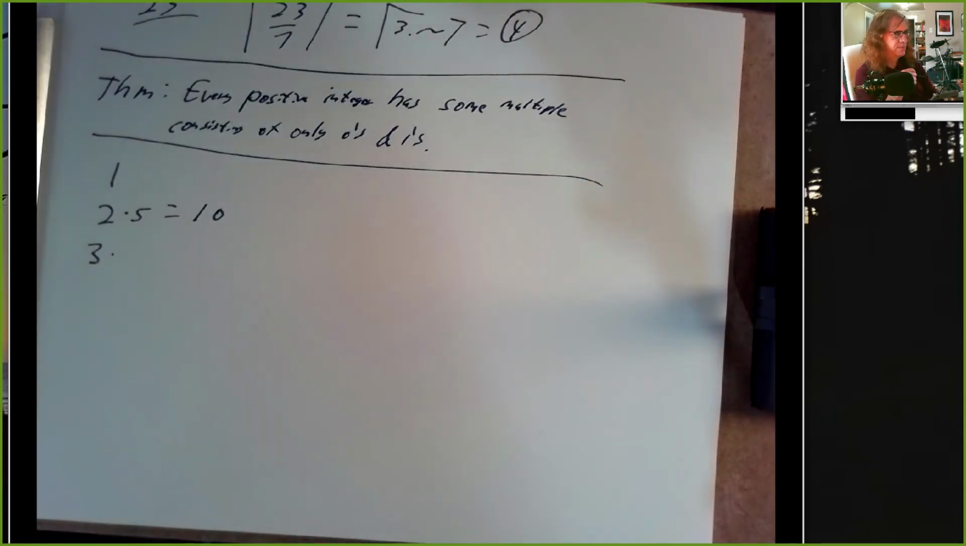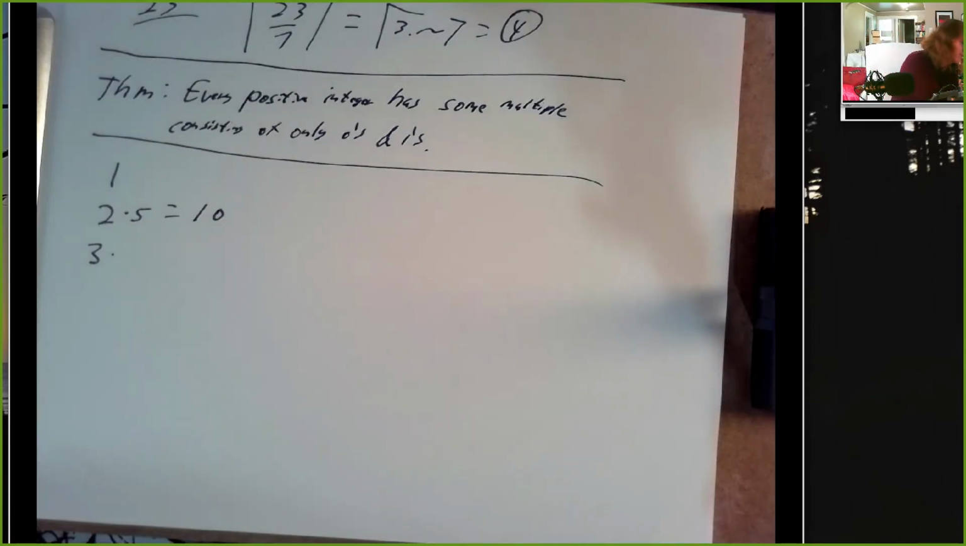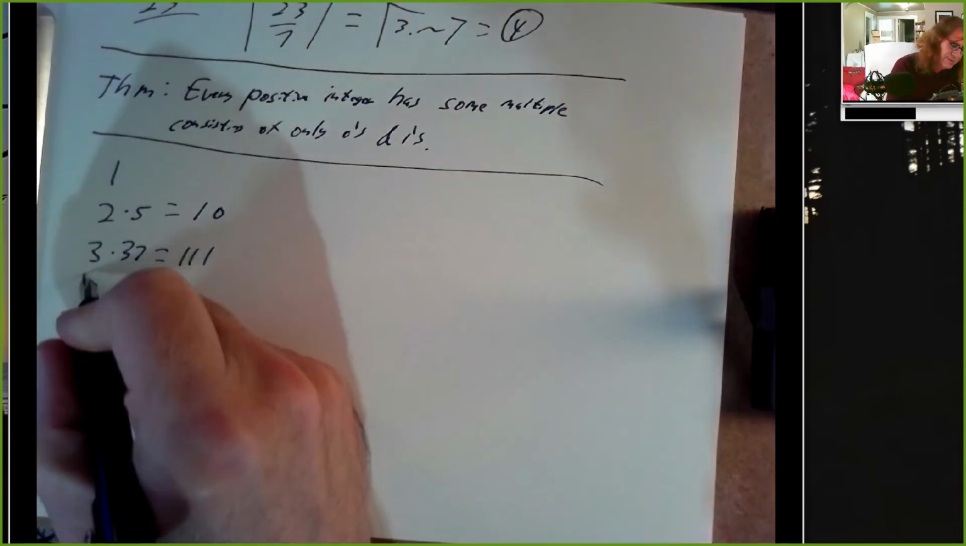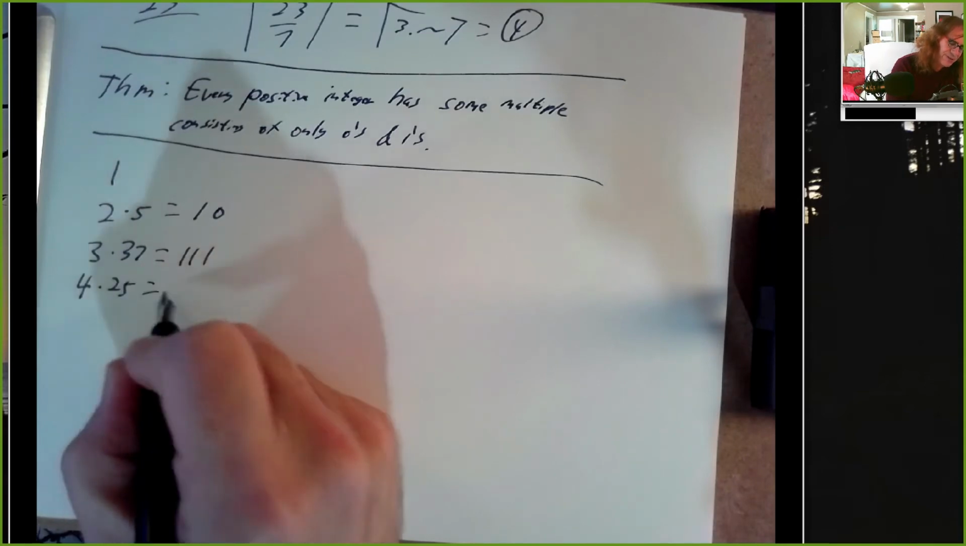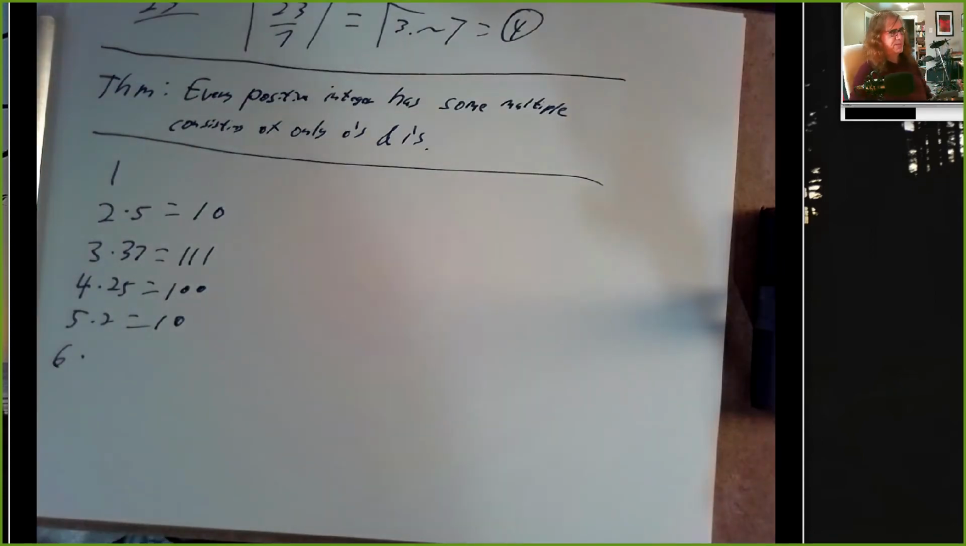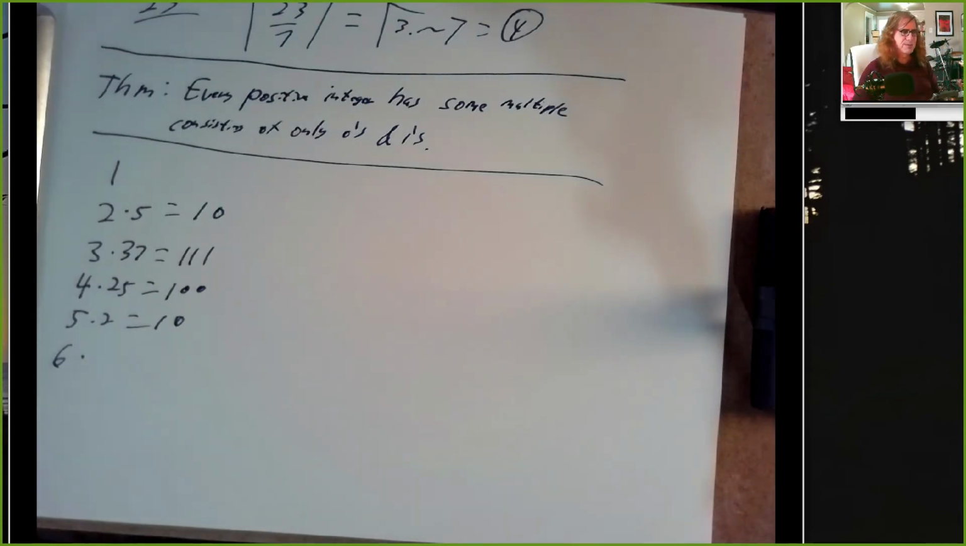What do you think? I'll cheat on some scrap paper. 3 times 37 is 111. So that works. 4 times 25 is 100. 5 times 2 is 10. What about 6? Is there a multiple of 6 that can be written as just 1s and 0s? I'll let you play around with that one for a minute. I'll cheat on my calculator over here on the side.